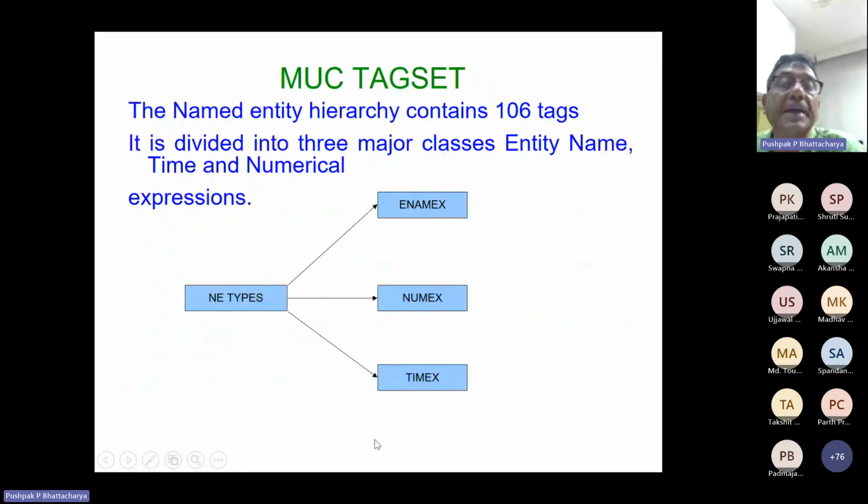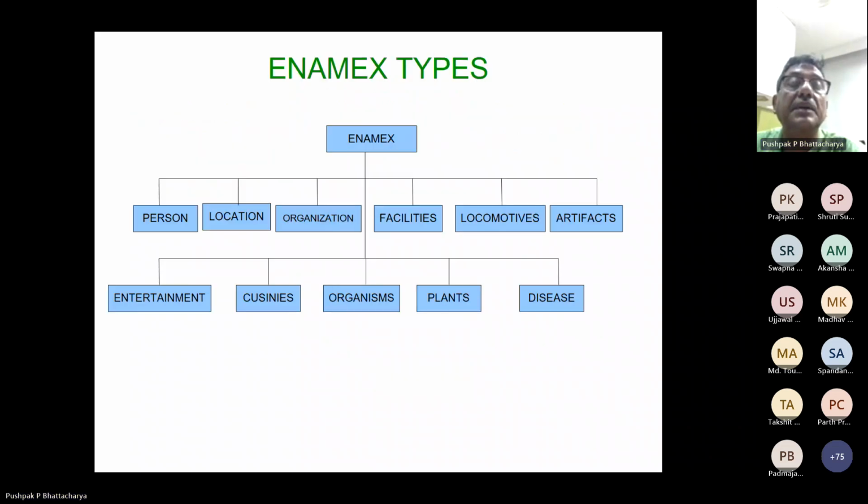So there is a hierarchy for named entity types as is shown here. Any types are primarily three: ENAMEX, NUMEX, TIMEX. So let us remember this because this is important for NLP. Under ENAMEX, we have a large number of subtypes: person, location, organization, organisms. Organisms could be bacteria, for example, the name of some bacteria.